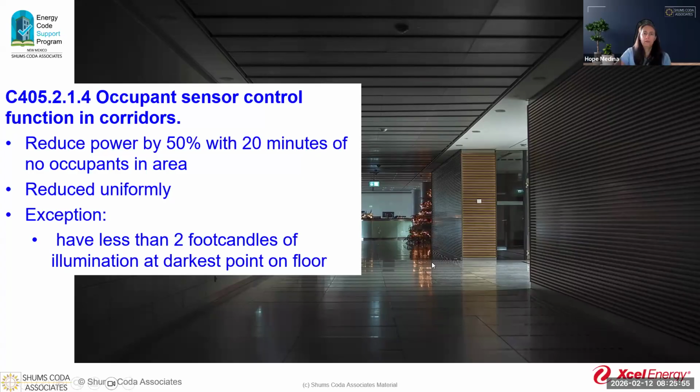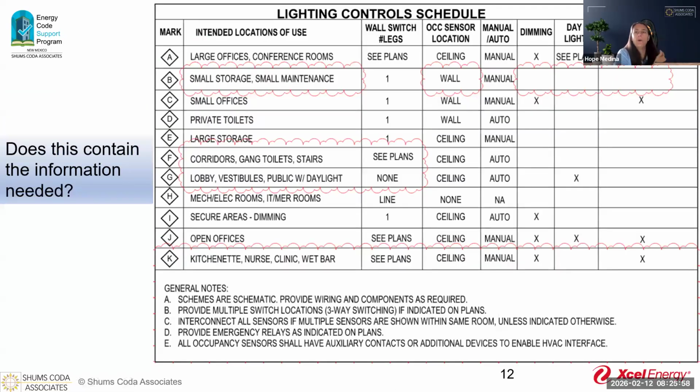All right. So if we were to look at this, for our occupancy sensors on here, is this information actually being provided? Because we need to have occupancy sensors in certain locations. So we have a small storage, small maintenance. It says we have an occupancy sensor. It's on the wall. We have corridors. Corridors are being shown here. Toilet, stairs. It says C plans. It's on the ceiling.